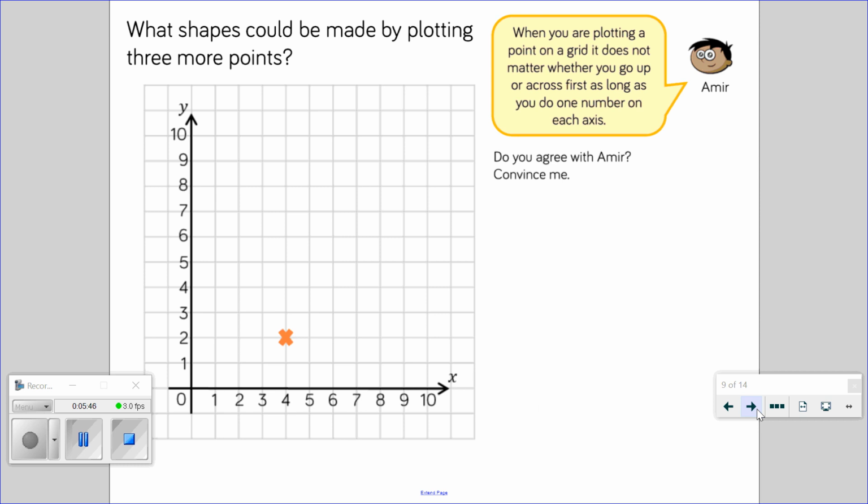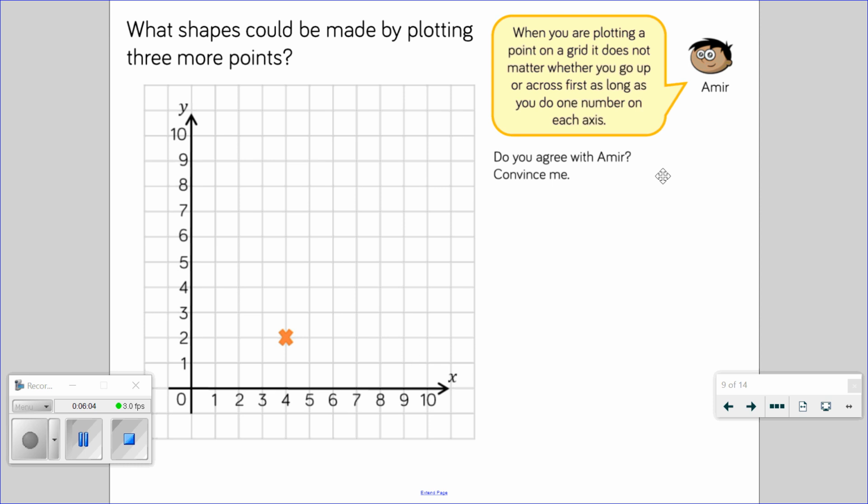And here are today's challenges. As always, it's up to you if you do the challenges or not. Either is fine. So the first one has 1 point plotted on the grid, and it asks us what shapes could be made by plotting 3 more points. How many shapes can you find?